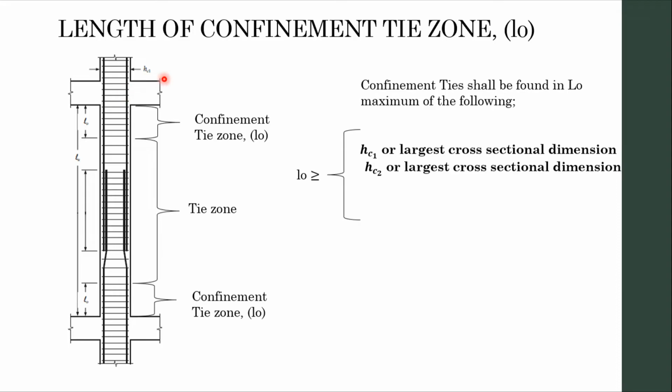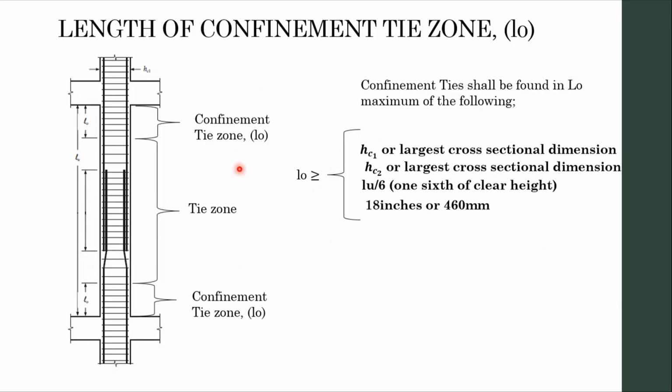Sa HC1, yung largest cross-sectional dimension ng top, and HC2, or the largest cross-sectional dimension ng column sa baba. Kasi pwedeng mangyari na magkaiba yung size ng column sa baba at sa taas. Pinaliitan nila, pwedeng mangyari yon. So, next is the 1/6 of the clear height, so LU over 6. And last is the 18 inches or 460 mm.